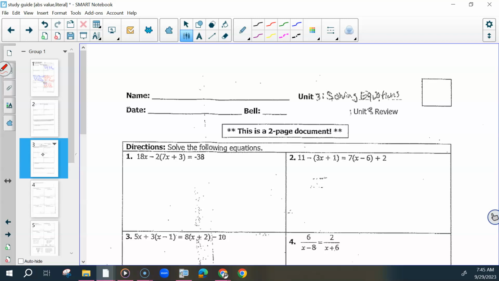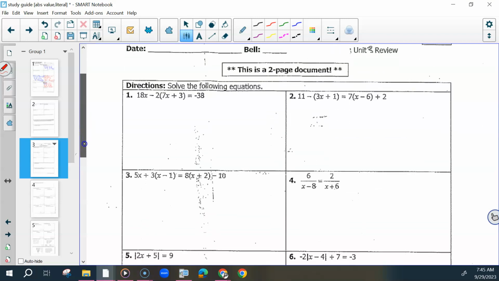And then numbers 1 through 4 are part of the multi-step. Are there any of those you want to see or have questions about? The multi-step? It's going wrong. Oh. Read number 4.